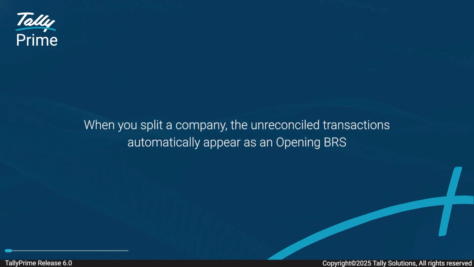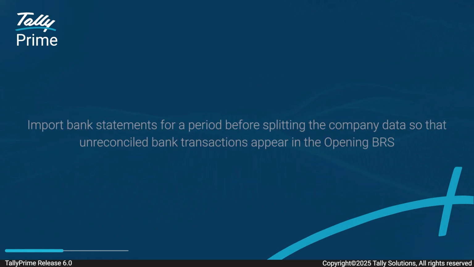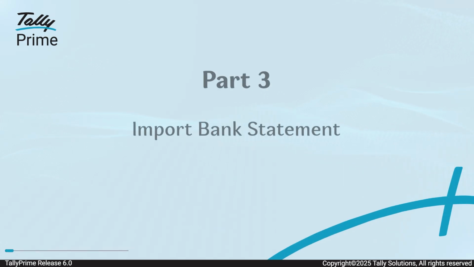If you split a company, the unreconciled transactions in the books and bank will automatically appear as an opening BRS in the second child company. It is recommended to import your bank statement for a period before splitting the company data so that unreconciled bank transactions appear in the opening BRS. You can now import your bank statement for the period and reconcile your transactions.